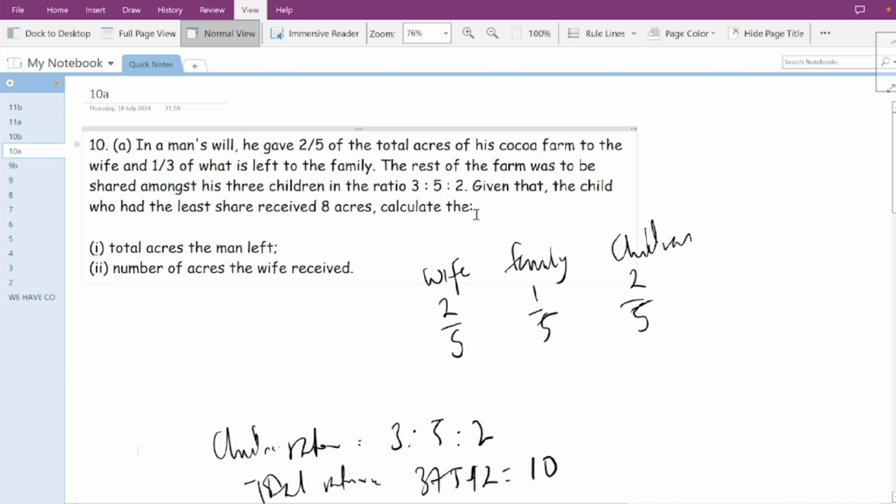If you know from 8 what 5 got, we know what 3 got, then we'll add it up together. We can do it that way, or we'll do the ratio form, then we'll get the total number of acres the children shared. From there, if you know what they shared, then we can know the total number of acres the man left behind, because we know the fraction of what the children got was 2/5. So we'll just do 2/5 of the total number of acres the man left would equal the total number of acres the children shared. So this 8 was to help us find the total number of acres the children shared. Then we can know the total number of acres the man left.